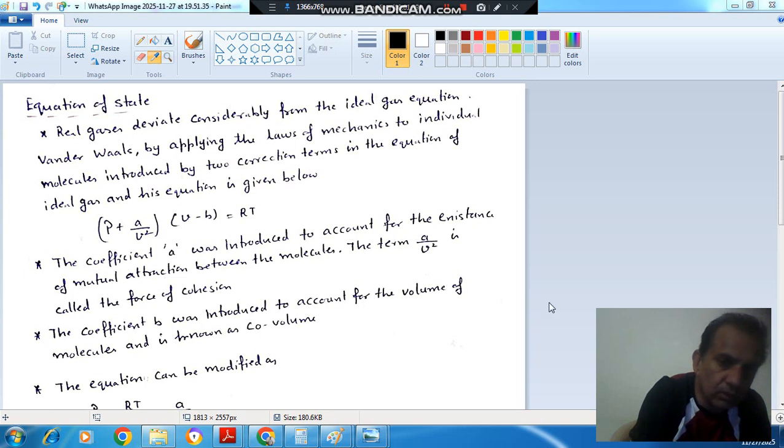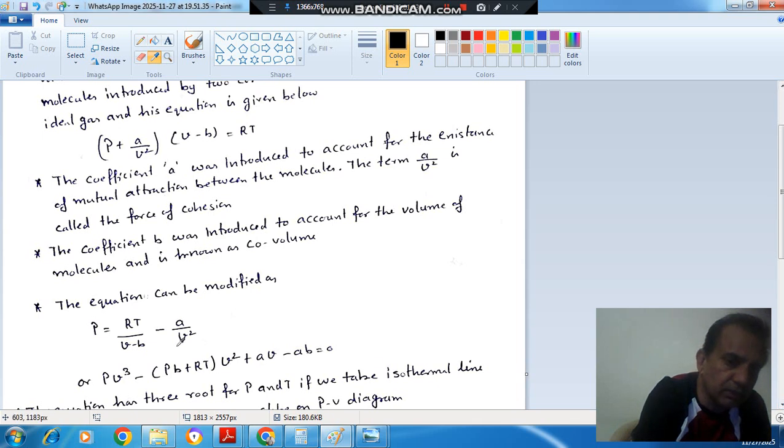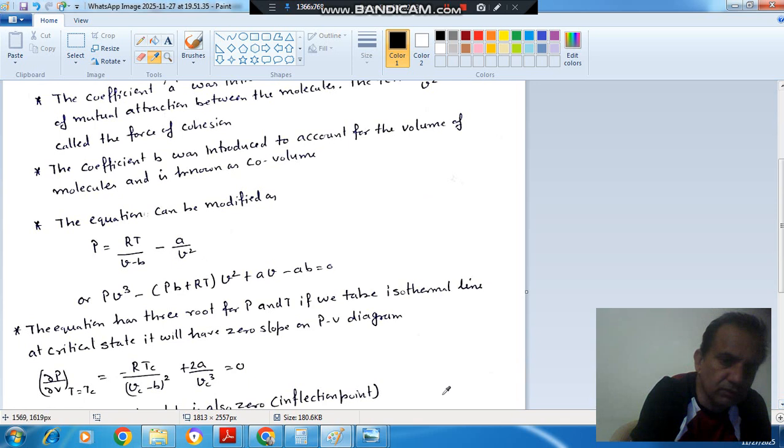So now this equation can further be modified as P = RT/(v − b) − a/v², or it can be written as v³ − (b + RT/P)v² + (a/P)v − ab/P = 0. Now if we solve this equation, we will get three roots for v.